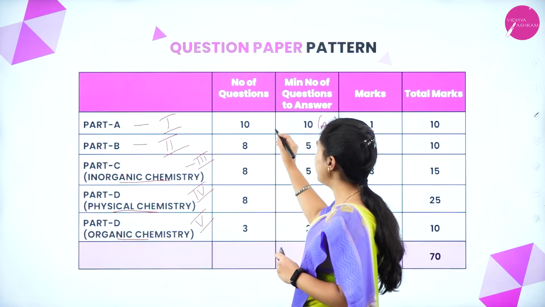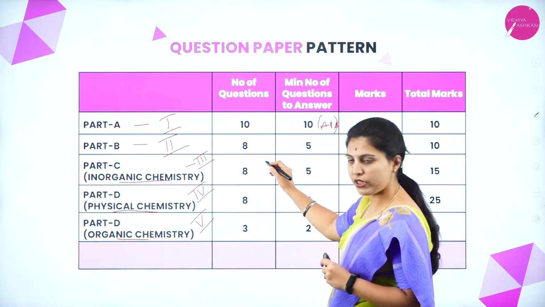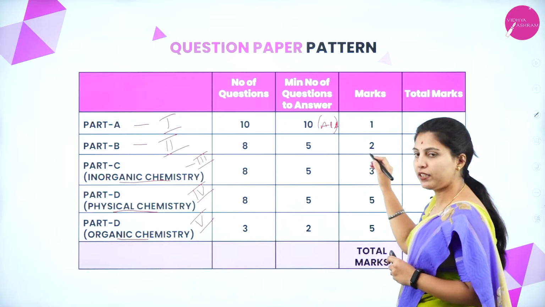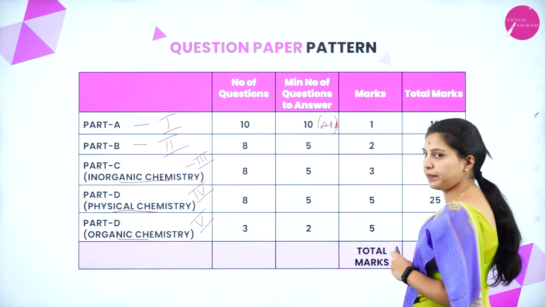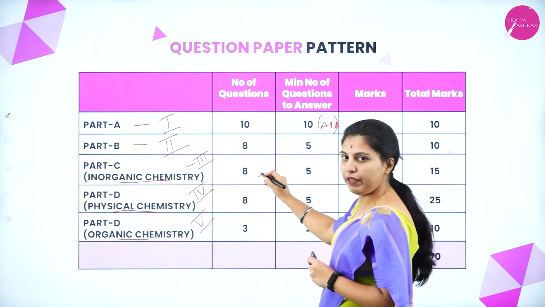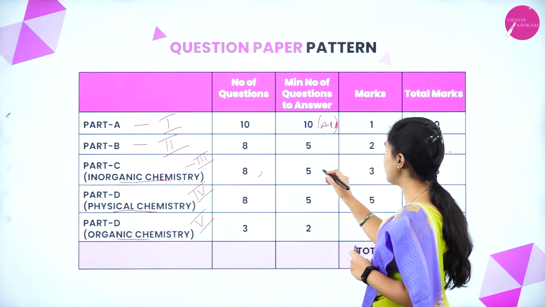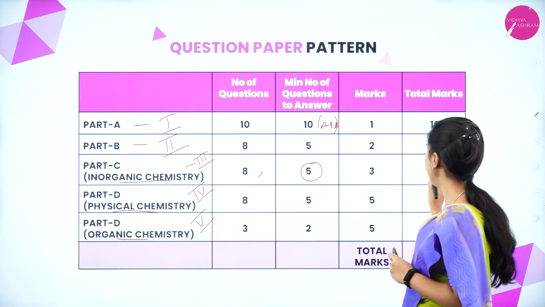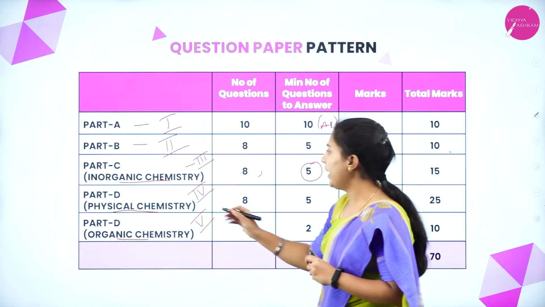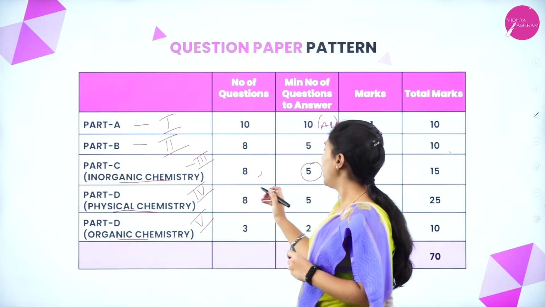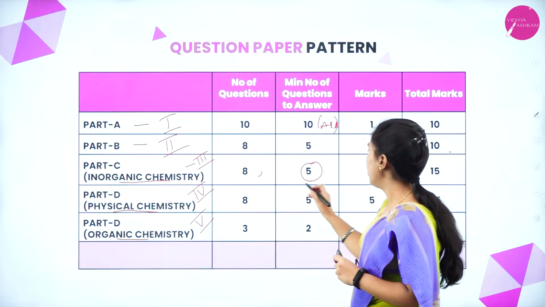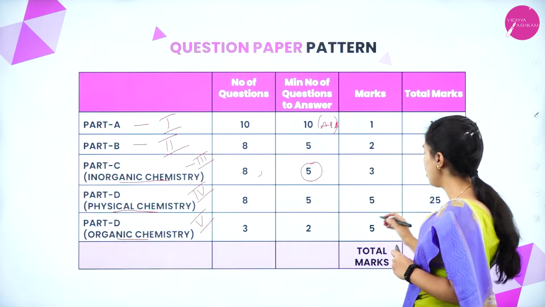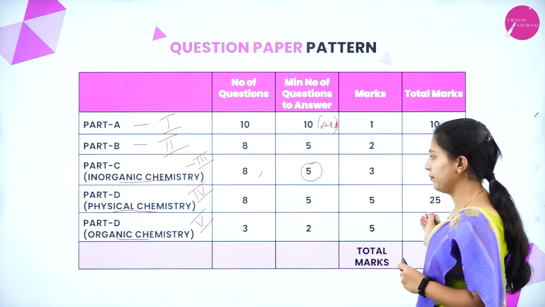Part B, in second main, 8 questions will be given. We need to answer only 5. Each carries 2 marks. 5 into 2, 10 marks. Part C, third main, they will be giving 8 questions. We need to answer 5. Each carries 3 marks. 5 into 3, 15. Again Part D, fourth main, 8 questions will be given. 5 questions we need to answer. Each carries 5 marks. So 5 into 5, 25.